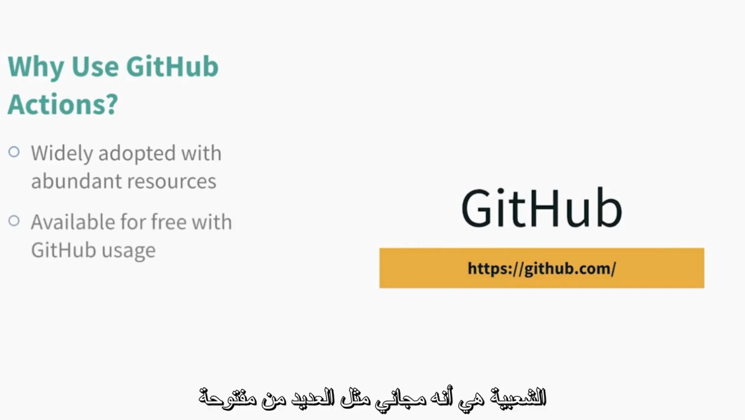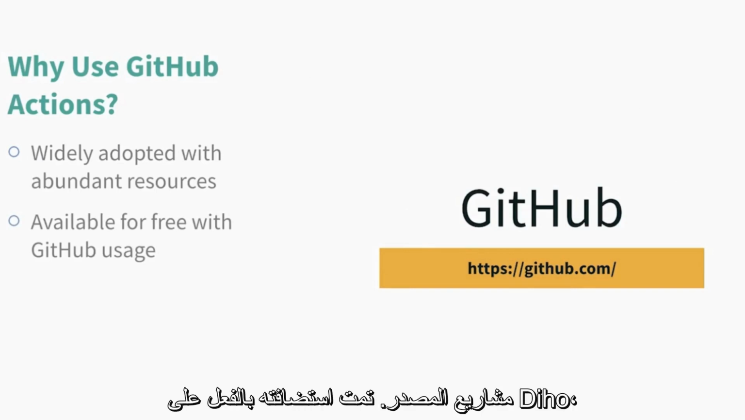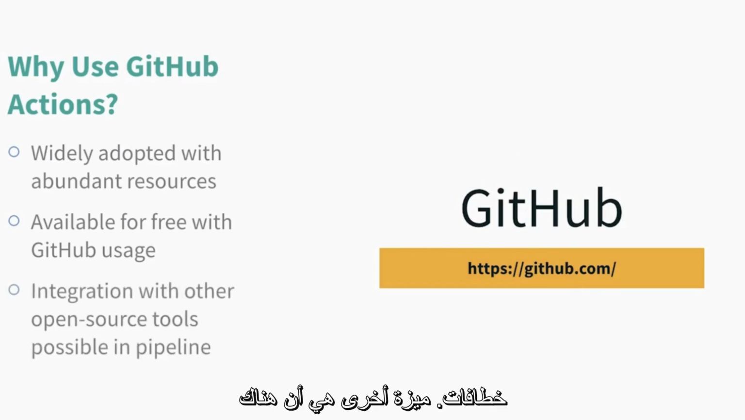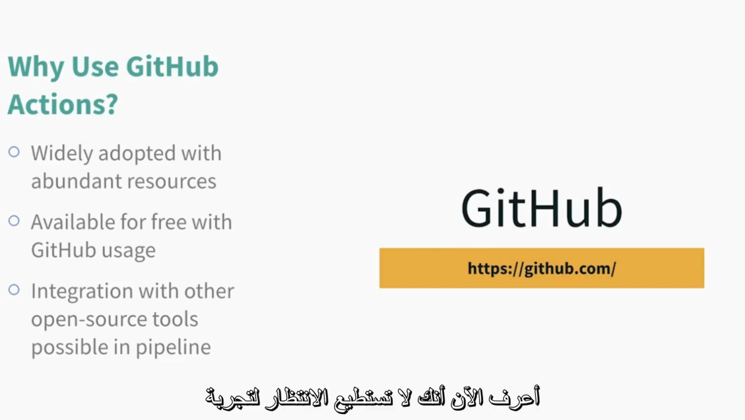One reason for its popularity is that it's free. As many open source projects are already hosted on GitHub, there's no need for extra signups or hooks. Another advantage is that there are many open source tools that can be easily integrated into your GitHub Actions pipeline. We will, for example, pull the code coverage into our pipeline and use it. It's straightforward and simple.